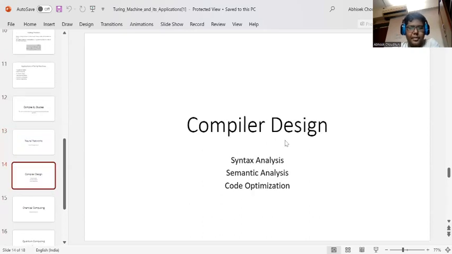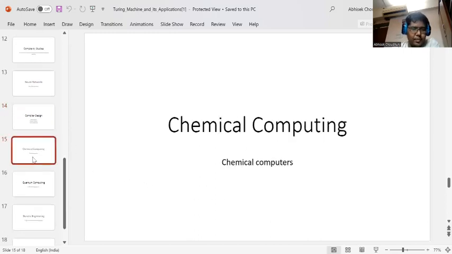We have compiler design. Turing machines are very helpful in compiler design. They can be used for syntax analysis. So we can parse the code and check it against the grammar of the language to check for errors. Semantic analysis. The semantics of the code can also be checked using Turing machines. This helps in checking if the code is logically correct or not. Then code optimization. So for the translated code, we can optimize it using a Turing machine, without changing the output or the side effects of the code.